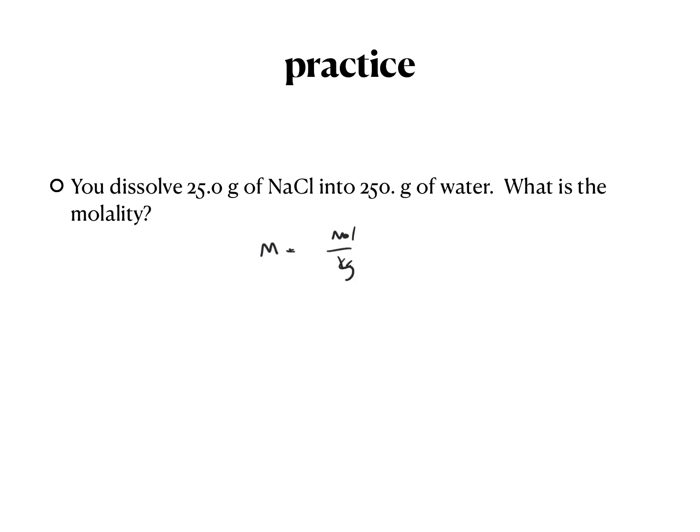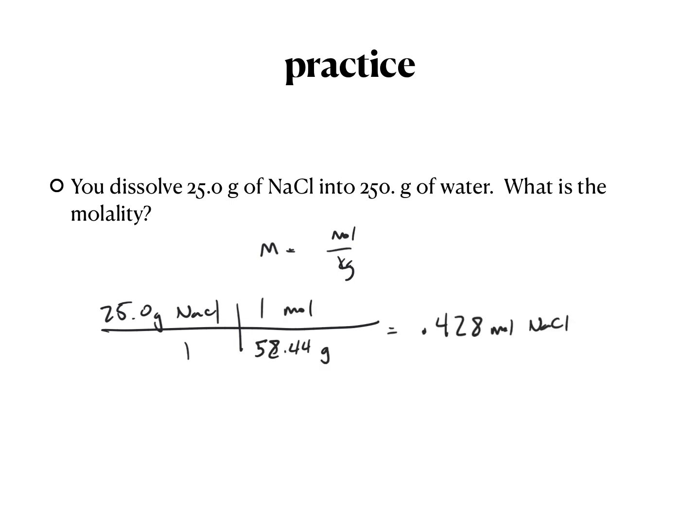So we just simply need to take 25 grams of NaCl and divide by the molar mass, 58.44 grams, on the bottom, moles on top, and then we got the number of moles. Then we need to take the grams of water and we need to move the decimal point over 3 to the left, so we have 0.250 kilograms, and then we just need to simply take these two numbers and divide them, and you have the molality. When you do this, you get a molality of 1.71 molal, or moles per kilogram.